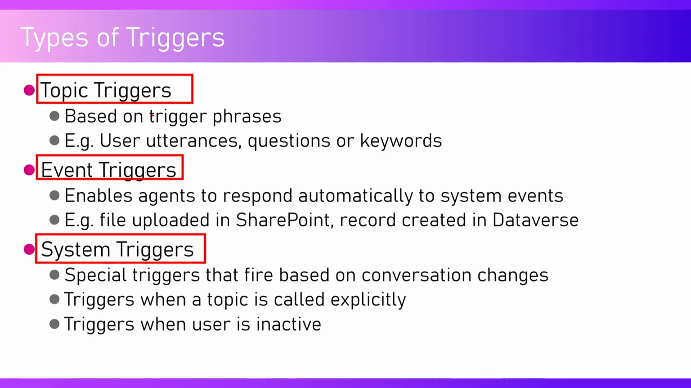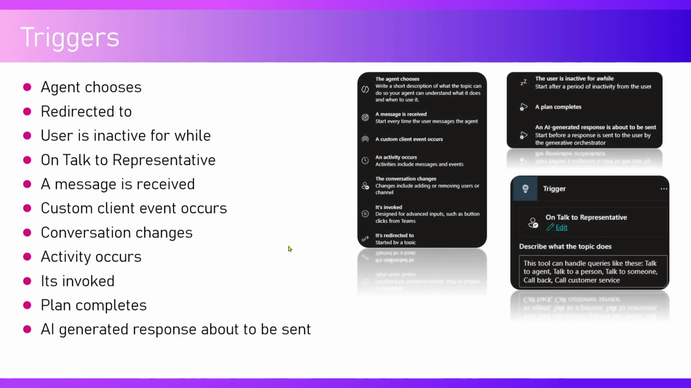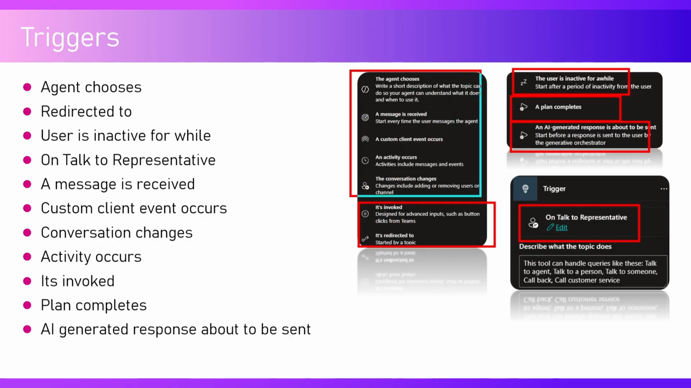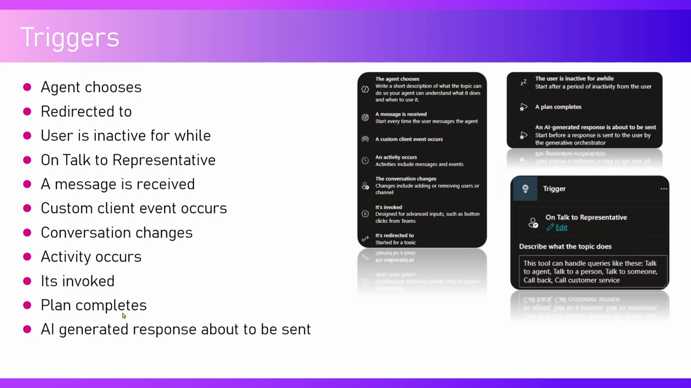Now, topic triggers, there are multiple ways through which you can trigger the topic: user utterances, questions, keywords, etc. But if you actually see, there are so many triggers over here. Like a user is inactive for a while, a plan completes, AI generated response, on talk to representative, it's invoked, it's redirected. So there are so many things. Are we going to use all these things? I can tell you that maybe you may use some or the other triggers, but not all in your Copilot agent. But it is essential to understand what these all do, so that you understand the capability of the platform. Okay, so we'll go into all these triggers one by one.